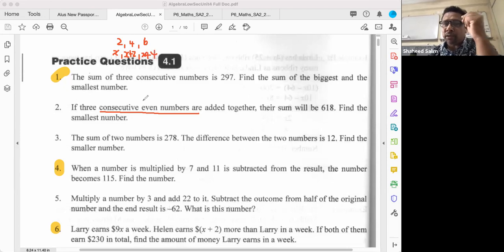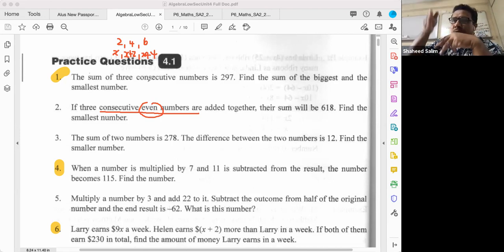So down here you say let x be the smallest number, even number. Because this one is not even, this is like 98, 99, 100, plus 1, plus 1. You know what I mean?